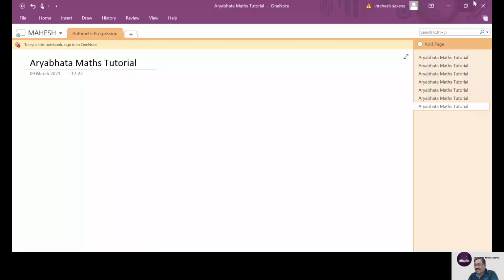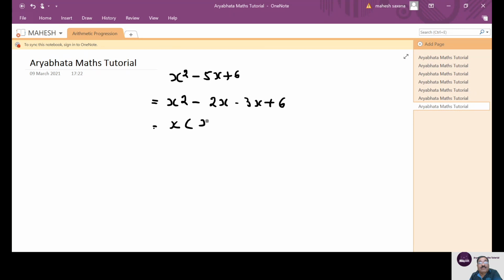Let the polynomial be x square minus 5x plus 6. Most of the students factorize this by first writing it as x square minus 2x minus 3x plus 6. Then they take x common in these two terms. Then it will be x(x minus 2) minus 3(x minus 2). Therefore, the factors of this are (x minus 2)(x minus 3).